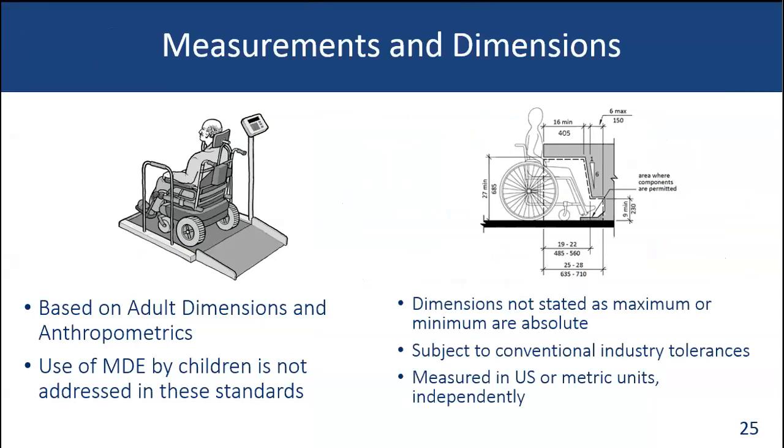Measurements and dimensions are based on adult anthropometrics. The use of medical diagnostic equipment by children is not addressed in the standards, but may be addressed sometime in the future. Similar to the ADA, dimensions not stated as maximum or minimum are absolute. Dimensions are subject to conventional industry tolerances for manufacturing processes, material properties, and field conditions. Measurements are stated in US customary and metric units. The values stated in each system may not be exact equivalents, and each system shall be used independently of the other. So if you use millimeters, all dimensions use millimeters. If you use inches, all dimensions should comply with dimensional requirements in inches.